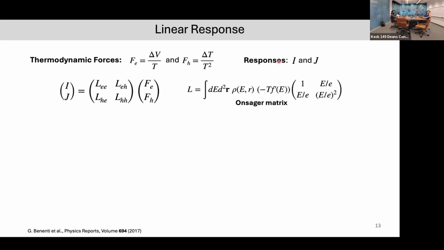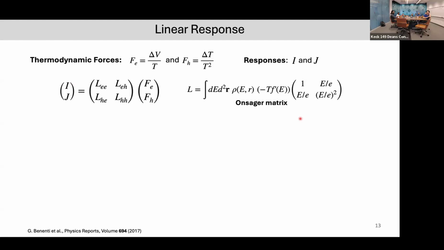And before going to the results, I would also like to say a few words about the linear response, what we exactly mean by it. To study the thermoelectric phenomenon, you basically have two kinds of thermodynamic forces, the potential bias and the temperature bias. And you can get two kinds of responses out of the system, the electrical current or the thermal current. If the forces are small enough, you can express these responses as a function of the thermodynamic forces in this manner, where this is the Onsager matrix, which can be calculated by this expression. You just need the density of states basically to evaluate it.